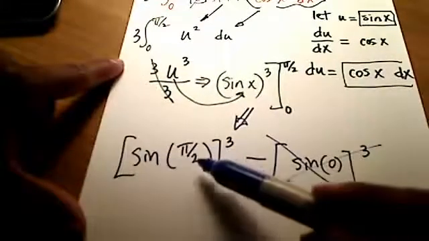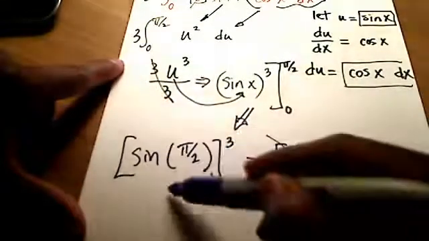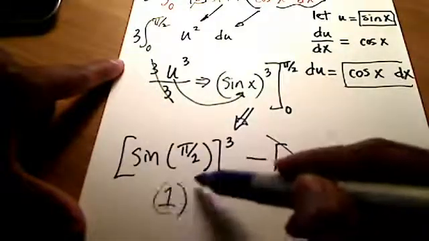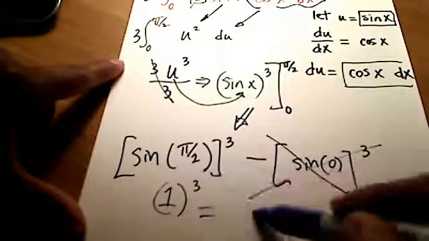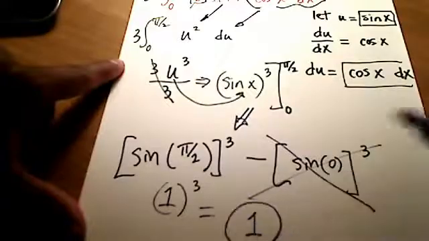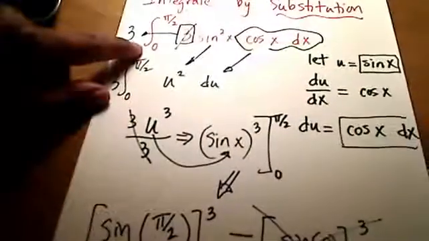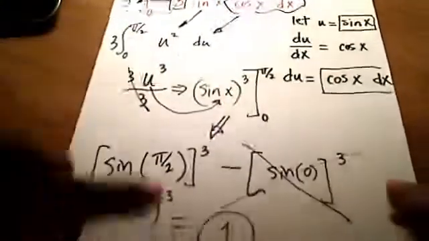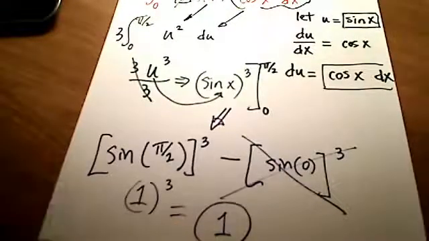And the sine of pi over 2, well, that's just 1. And so I really have as my final answer 1 raised to the third power. Well, hey, that's still just a 1. So the total area for this definite integral is simply just a 1.